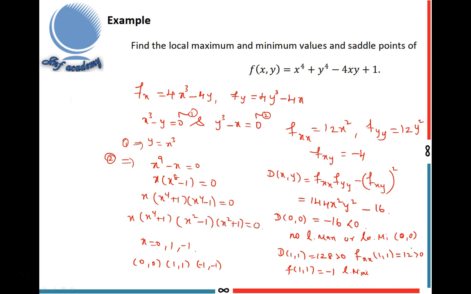Next, similarly, D of (-1, -1) equal to 128. This is greater than 0. f_xx of (-1, -1) is equal to 12, also greater than 0. So f of (-1, -1) is also a local minimum value. This is one example of how to find the local maximum and minimum values of a two variable function by using the second derivative test.